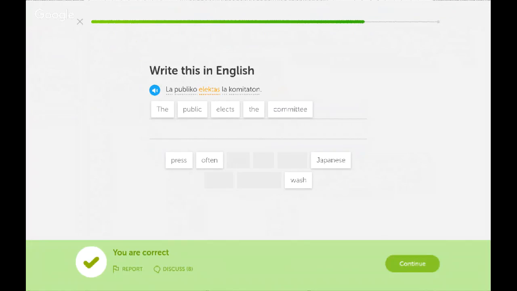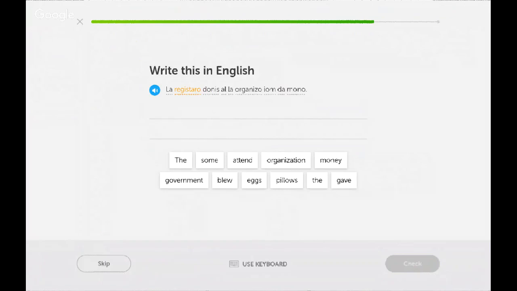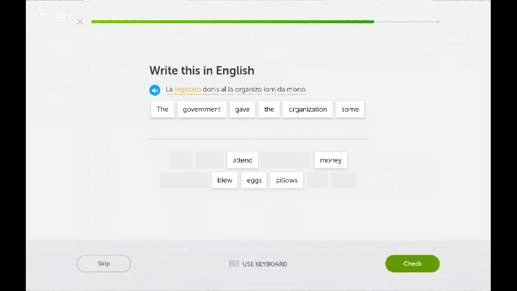La registaro donis al la organizo iom da mono. Gave the organization iom da mono. I'm just clicking for the da button there. The government gave the organization some money, right? So iom is a quantity, and it's also an answer to kiom, and da is the preposition for kiom. Da is the preposition for quantities, and so that's why we use da there. Iom da mono means some money. By the way, that never takes an N.